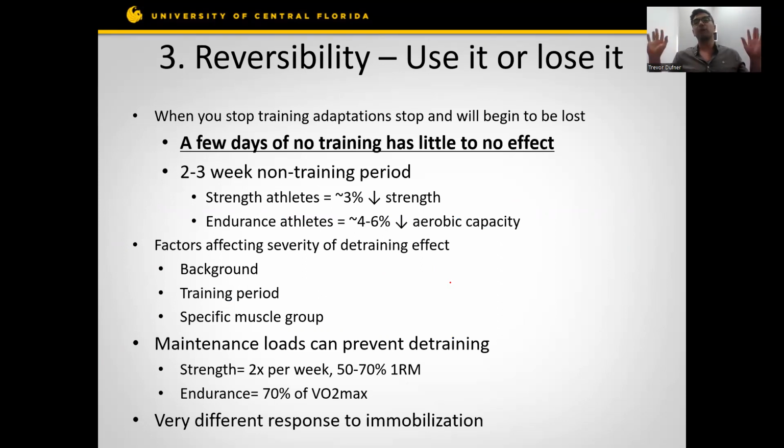A few days of no training, you're fine. It has little to no effect. You want to make sure at some point you're giving yourself rest. We talked about that in the last lecture. But just taking a couple of days off is fine. As you begin to have longer durations, two to three weeks of no training, you're going to begin to lose strength. And we've all felt this before.